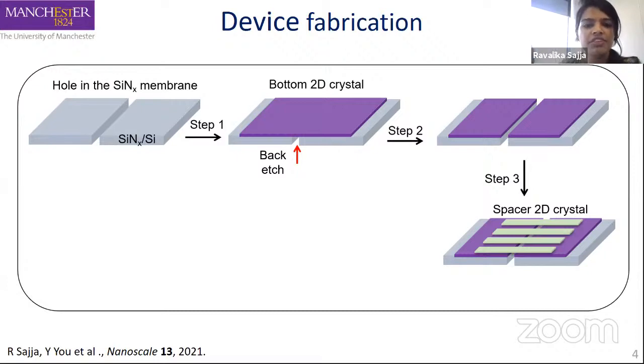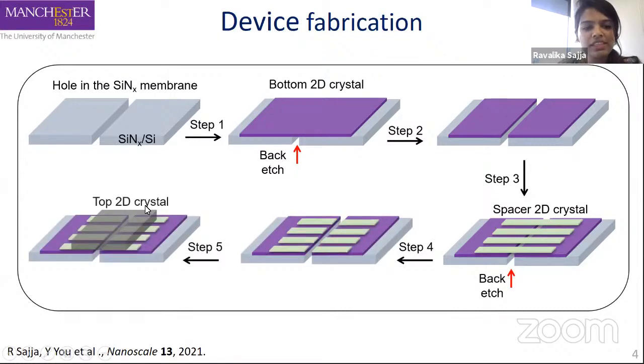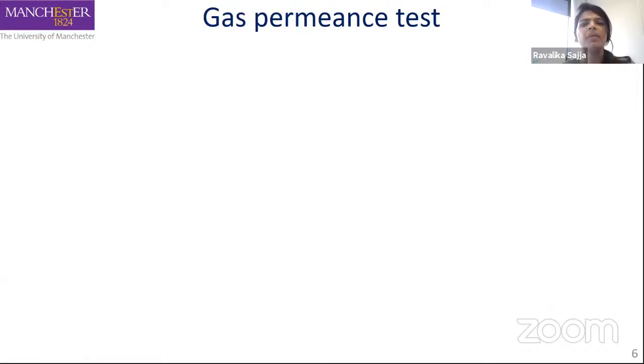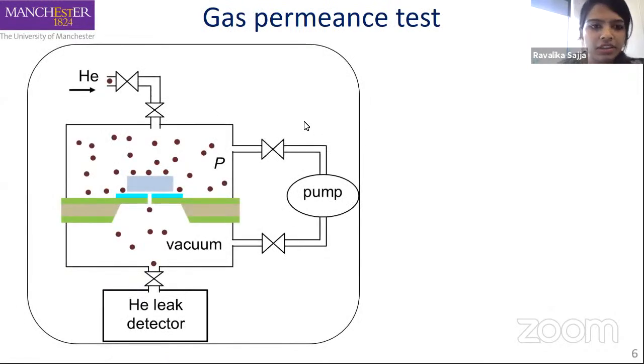understand the confinement studies. And then we deposit this two-dimensional crystal on the bottom layer, and we seal this whole device using a top two-dimensional crystal. Here, the most crucial part of the device is the two-dimensional spacer that is used to determine the confinement effect of the hydrocarbon contamination. So here we use an experimental setup which looks something like this.